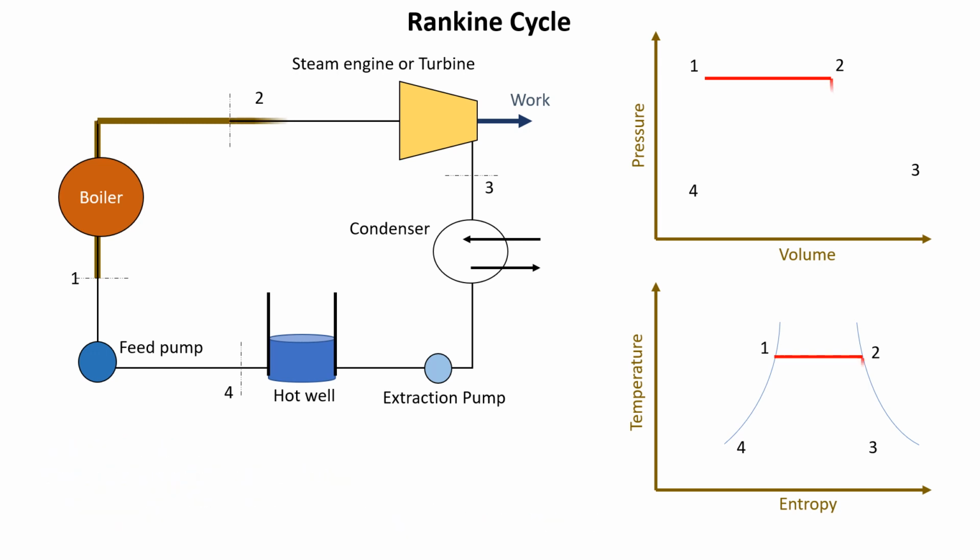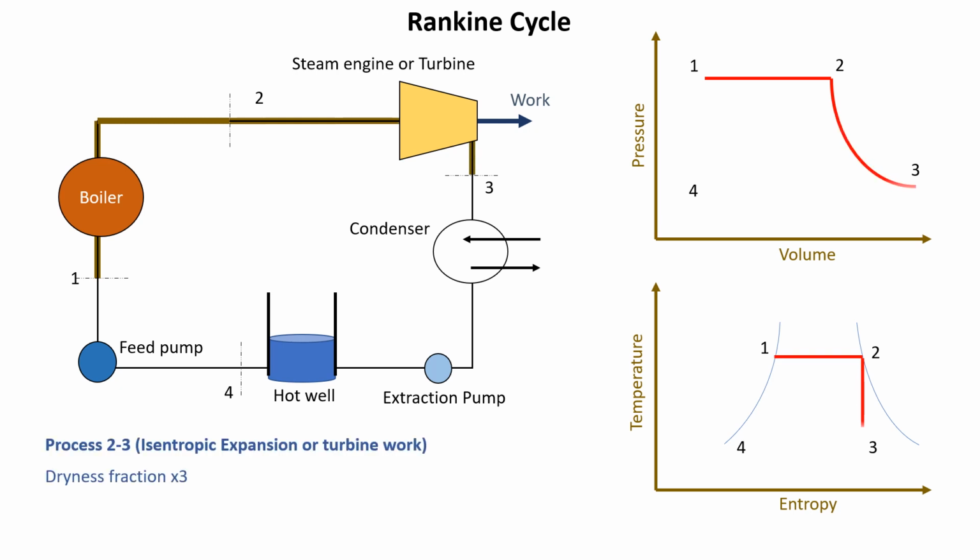and the process 2 to 3 is an isentropic expansion in the turbine. Here the pressure falls from P2 to P3, and similarly the temperature falls from T2 to T3. Here you can see the point 3, which is in between the water saturated line and the steam saturated line. So it is in the wet steam region.